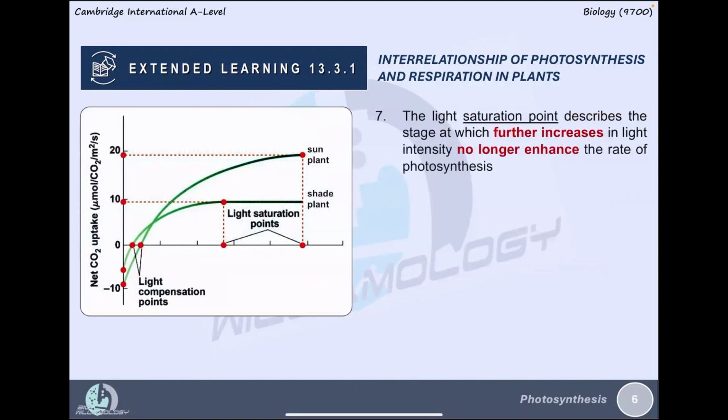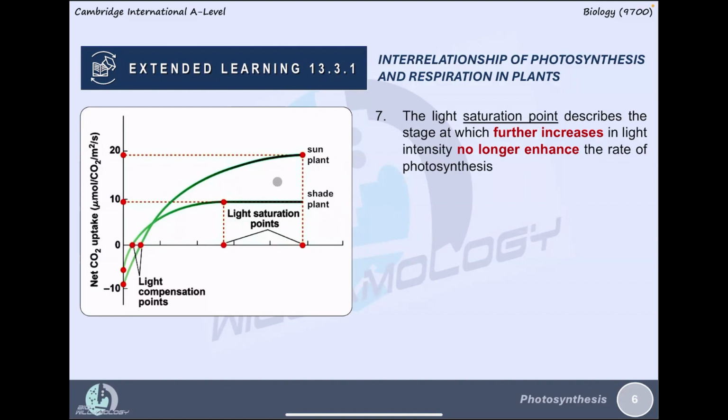This graph actually summarizes the differences between the sun plant and the shade plant. You can see that for sun plants, the compensation point is higher compared to the shade plant, okay? Because of the light intensity. Sun plant is adapted for high light intensity, so definitely the light compensation point is higher. However, for the shade plant, the light intensity is low, so they achieve the light compensation point at much lower light intensity.